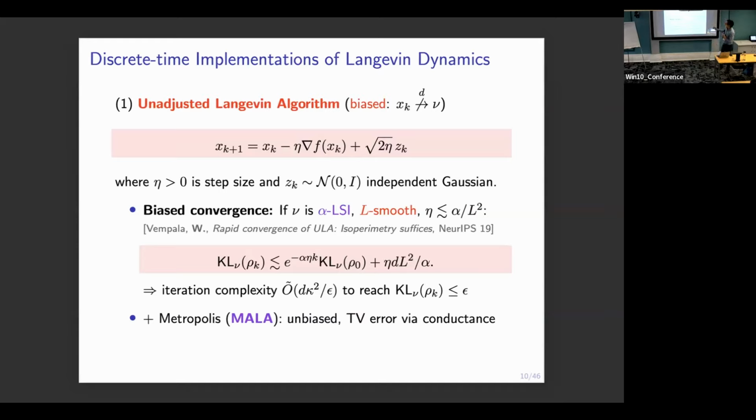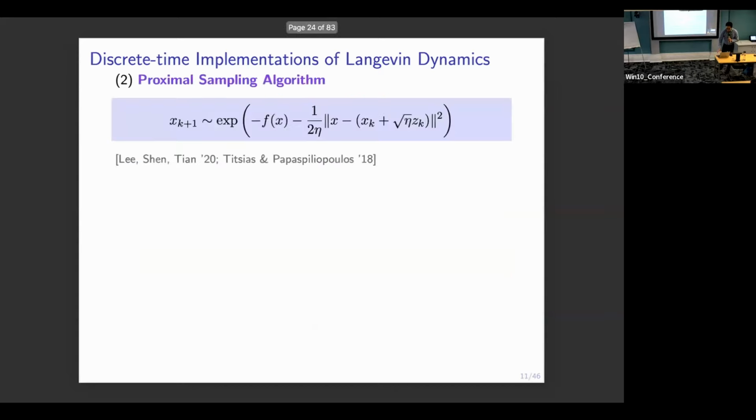And so this is a simple discretization that's biased. And let me mention also, recently there is another algorithm that some people call the proximal sampling algorithm. This was proposed in some previous work, also by Lee, Shen, and Tian four years ago now. And the algorithm looks like the following.